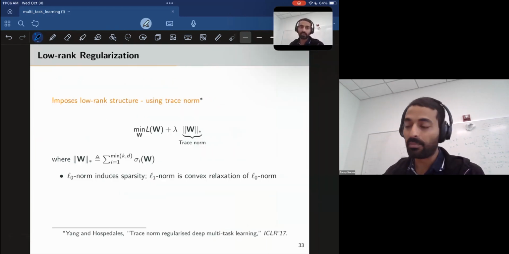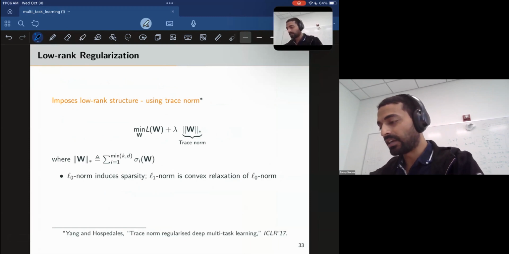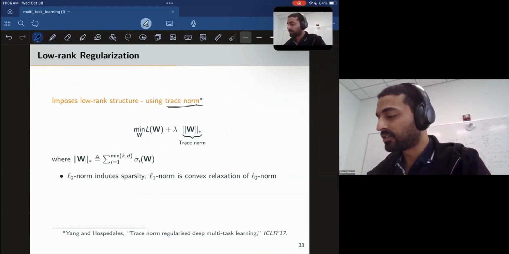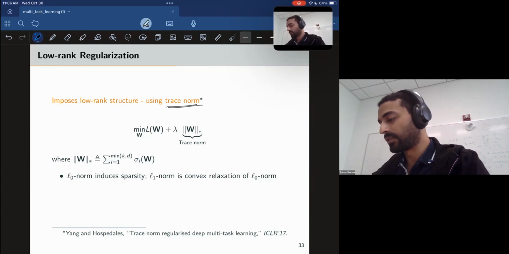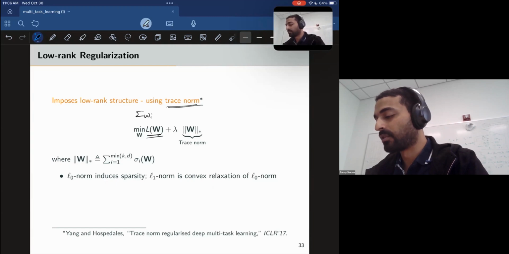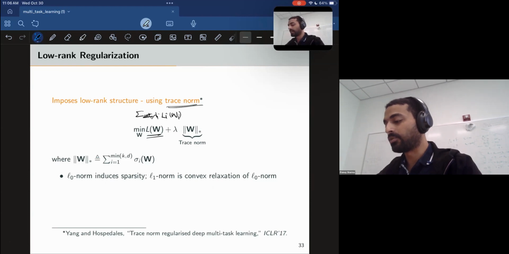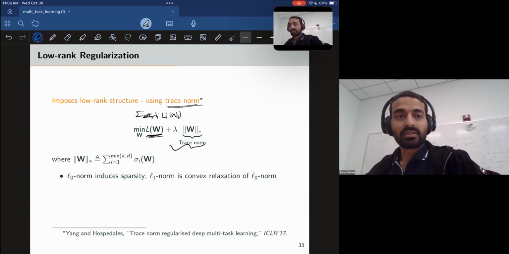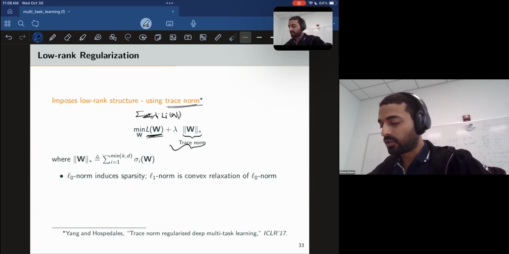There is another way we can impose a low rank structure, and that is using something called a trace norm. And the trace norm is the following. Basically, we have an aggregated loss, so this would be some, oops, I should use lambda, lambda L_i W_i. So we have some aggregate loss. We have some regularizer using the trace norm.